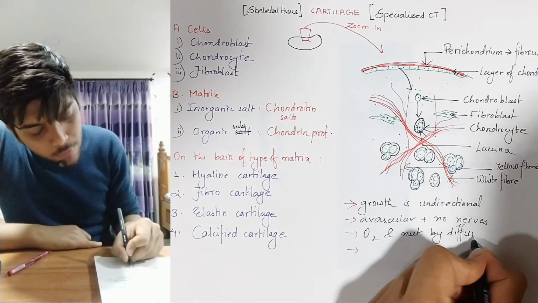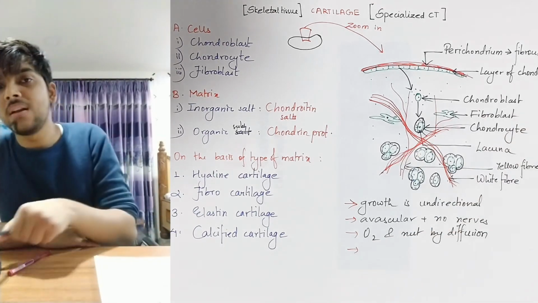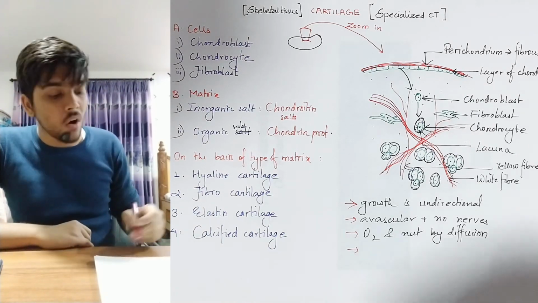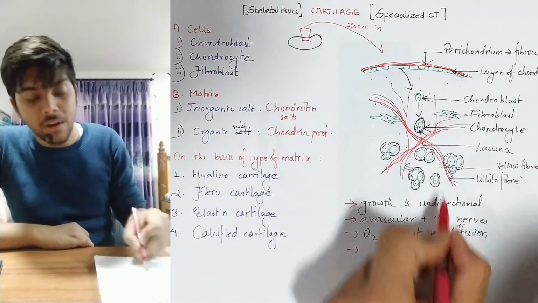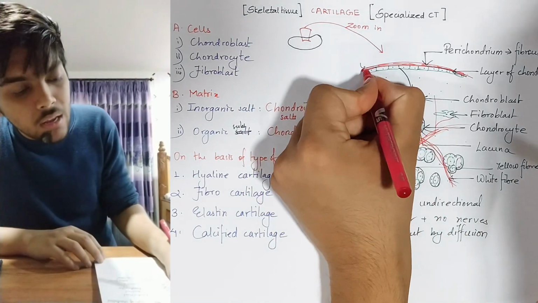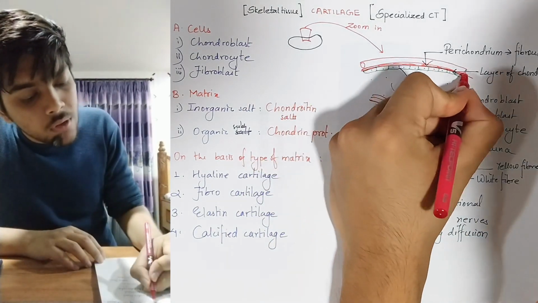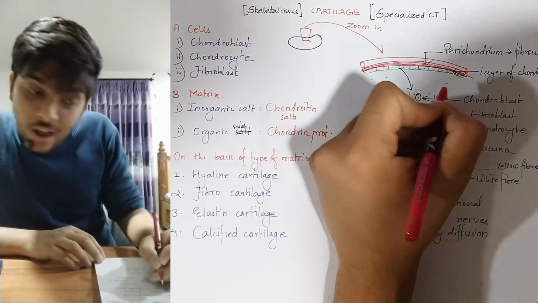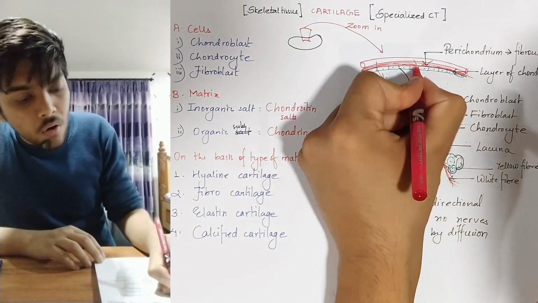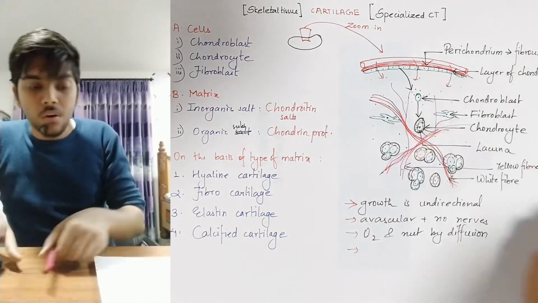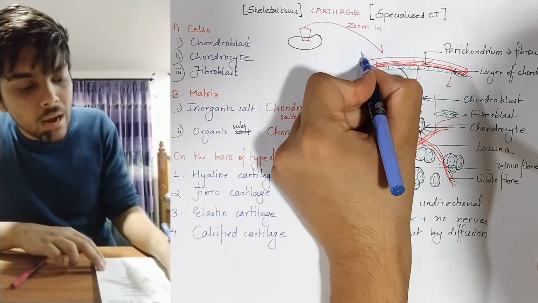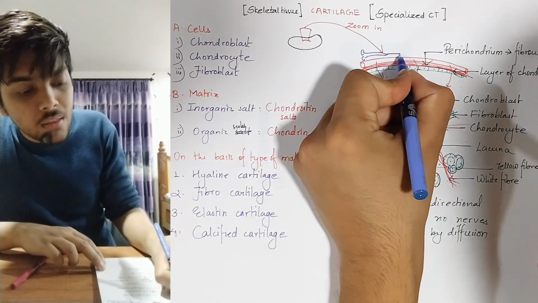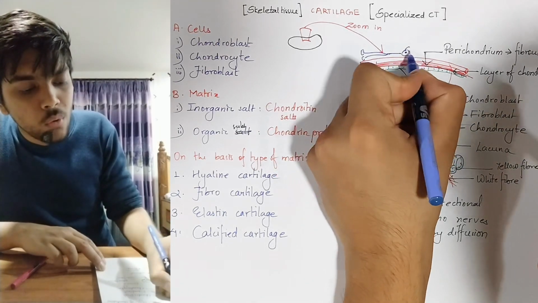For diffusion to take place, there has to be blood vessel around cartilage. Where is it present? The blood vessel, which provides oxygen and nutrition to the cartilage by diffusion, is present in perichondrium. So the cartilage is avascular, but perichondrium is indeed vascular. From here, oxygen and nutrition gets diffused. Not only that, perichondrium is also supplied with neurons.